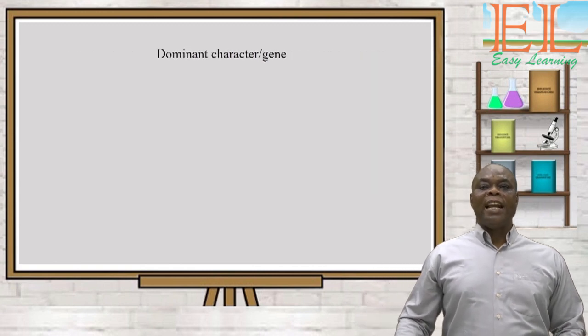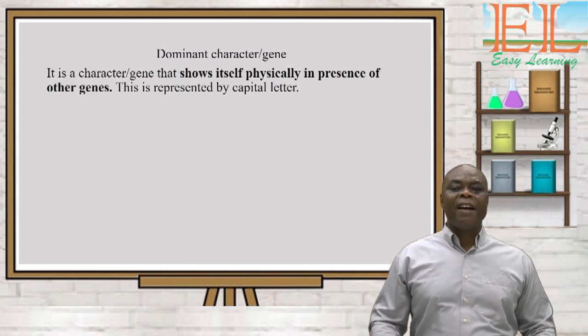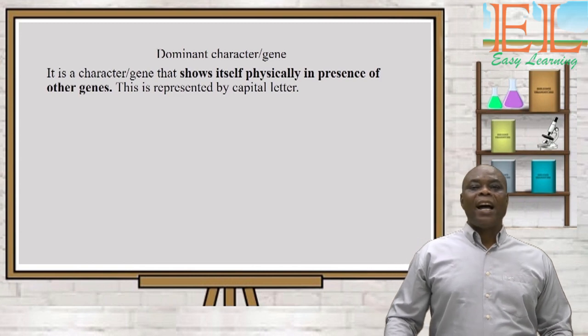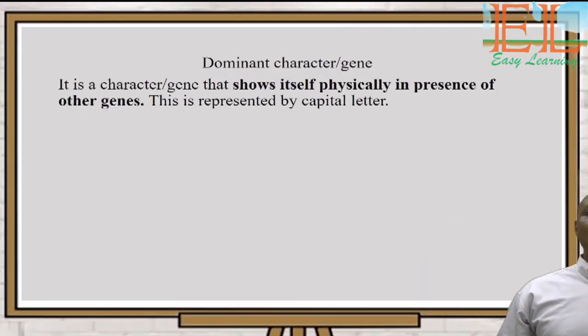Now let's come to the next term, which is dominant character or dominant gene. This is the character or the gene that shows itself physically in the presence of other genes.